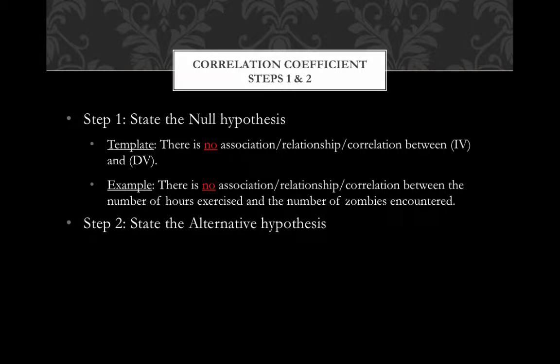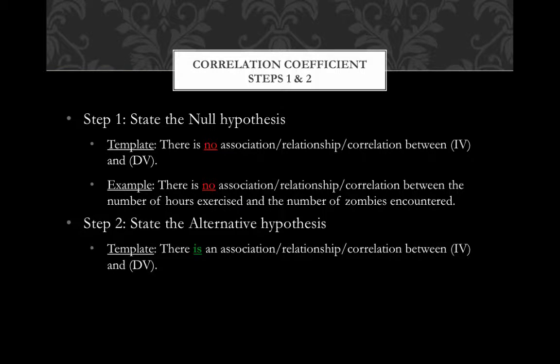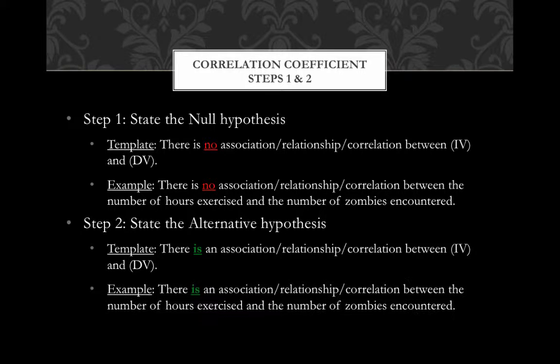Stating the alternative hypothesis is simply stating that there is an association or a relationship or a correlation between our two variables. So there is a relationship between the number of hours exercised and the number of zombies encountered. Notice we're not hypothesizing any direction here. We're just simply stating non-directional research hypotheses here.